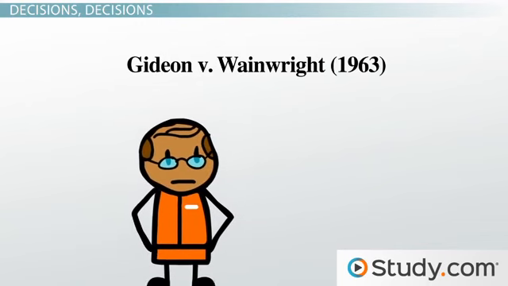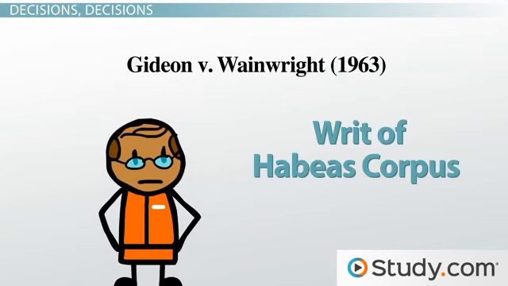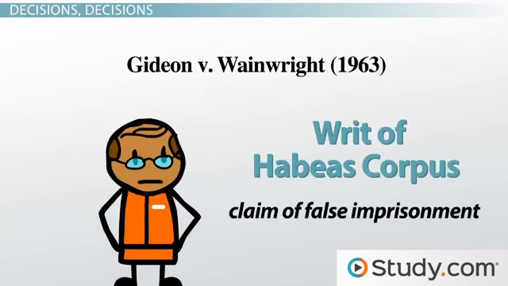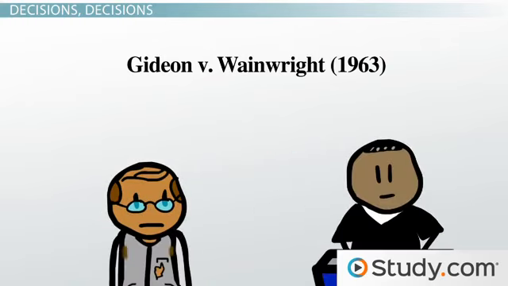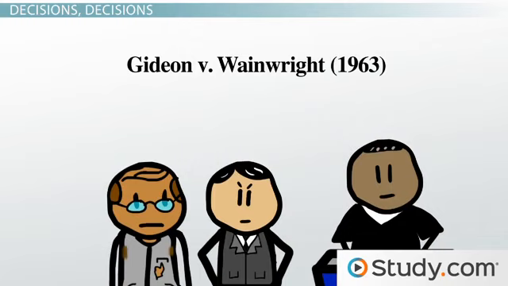For that, Gideon filed a writ of habeas corpus, or a claim of false imprisonment, with the U.S. Superior Court on the basis of a violation of his constitutional rights. It was found that Gideon's right to counsel was violated. Gideon's case was remanded back to lower court, where he was appointed an attorney to represent his rights. He was found not guilty.